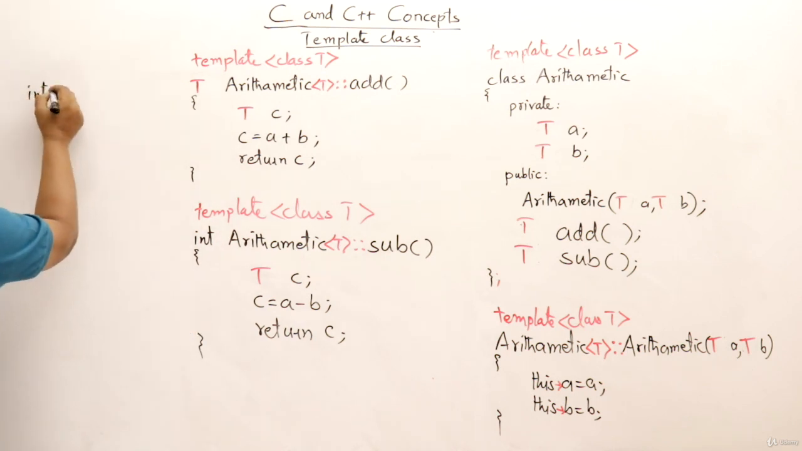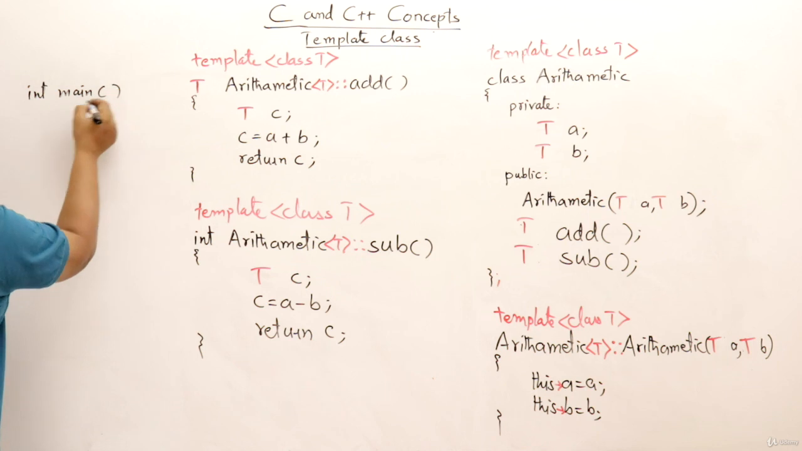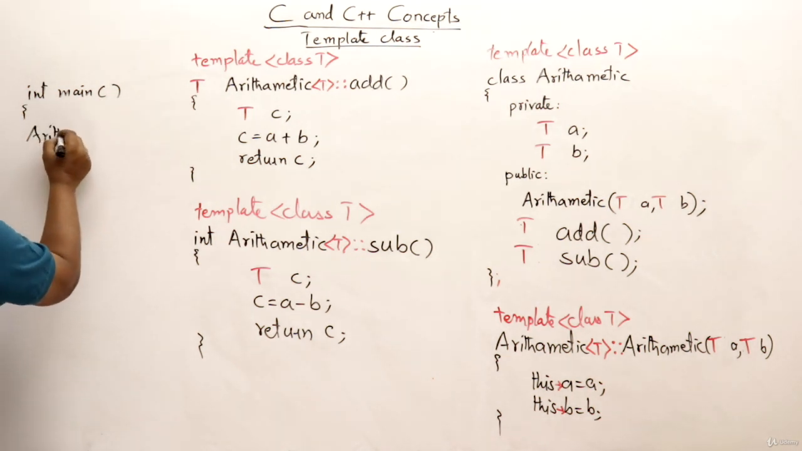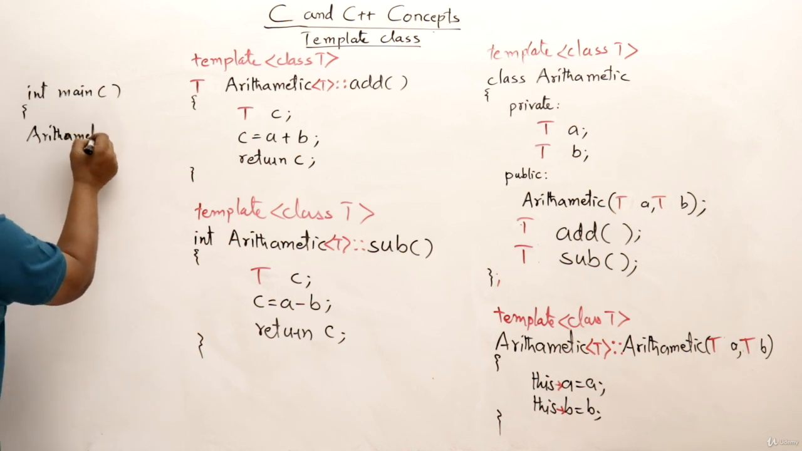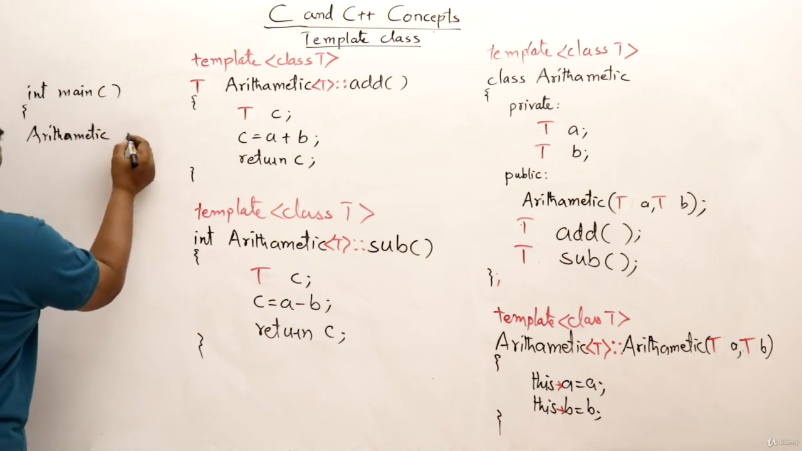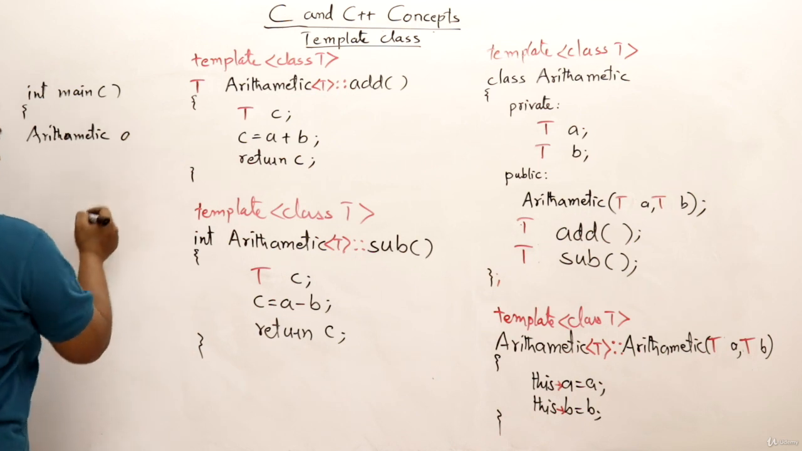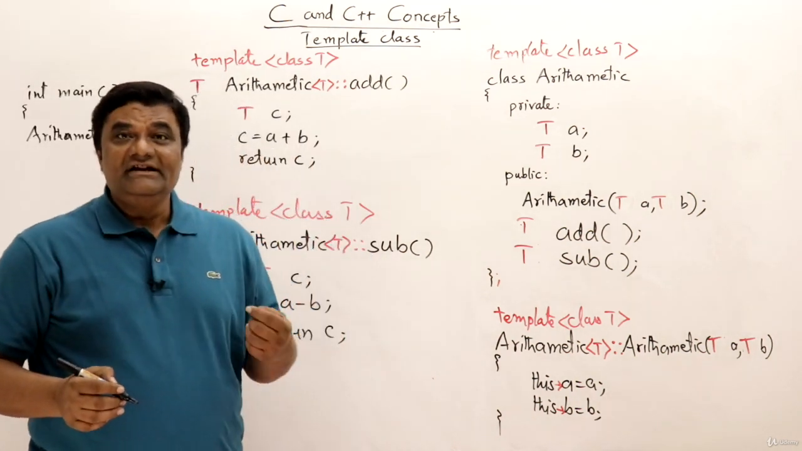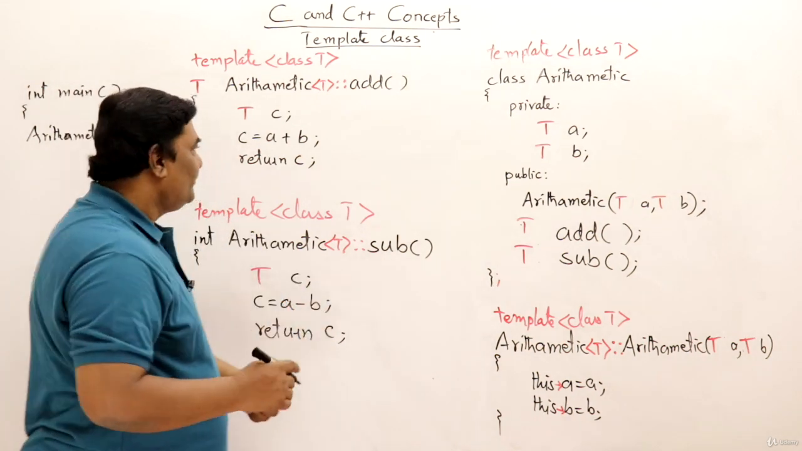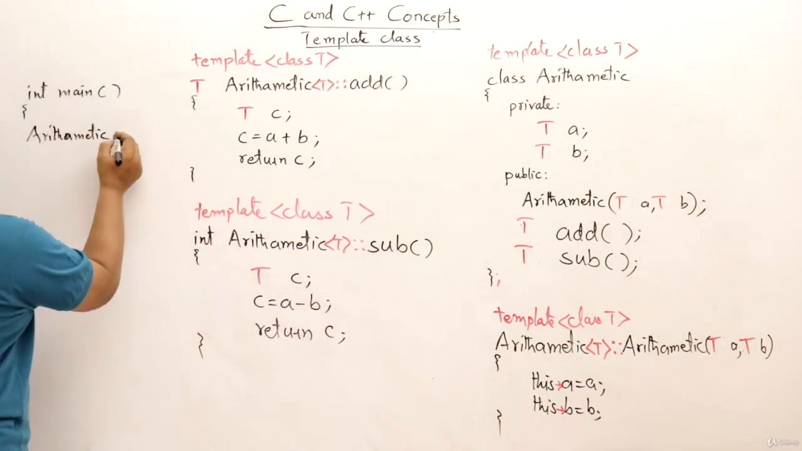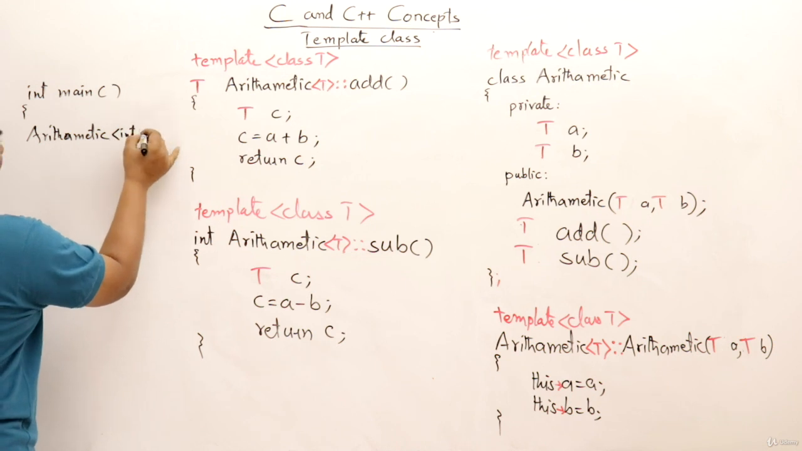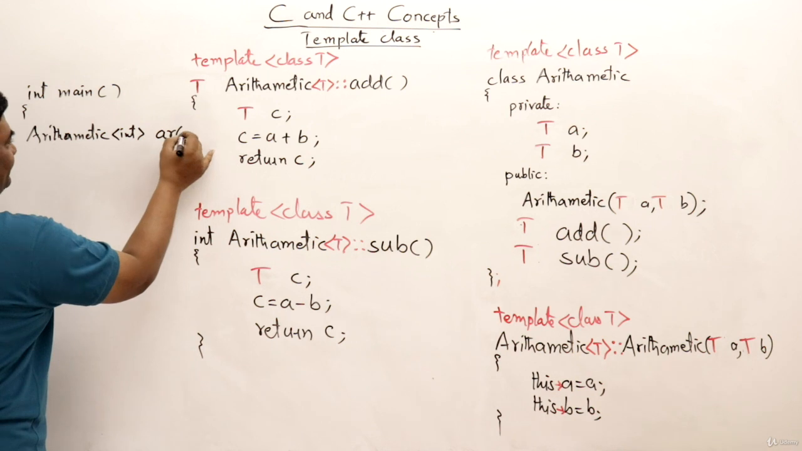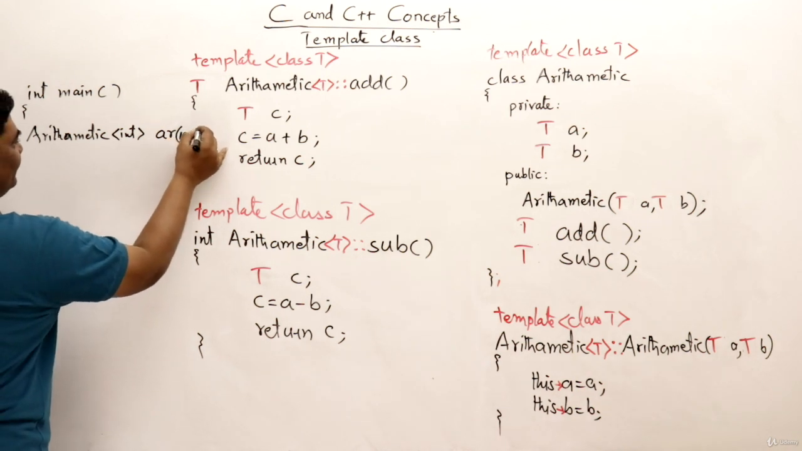So here int main function. Now for the main function, I am creating an object of arithmetic. I will create an object named A. Now arithmetic is a template. So which type of data members you want? Integer, float, double, which one? So here along with the class name, I should write down the data type int. So now this object I will call it as AR and I will pass the values 10, 5.